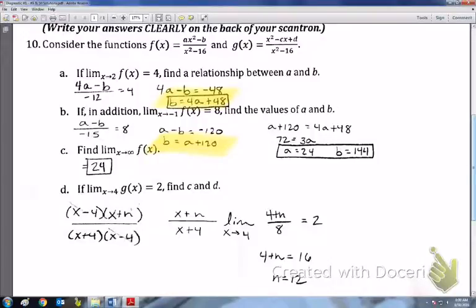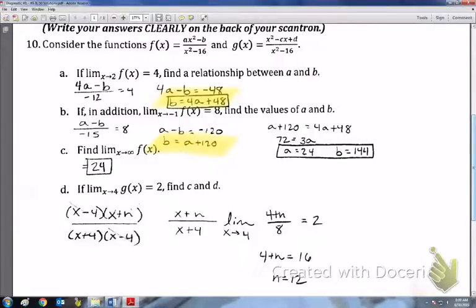Why did I multiply what? I'm sorry? Like, how'd you get the 48 for A? 12 times 4, 48. So I multiplied 12 over to this side, and then subtracted the 4A, and then divided by negative to get the B by itself.